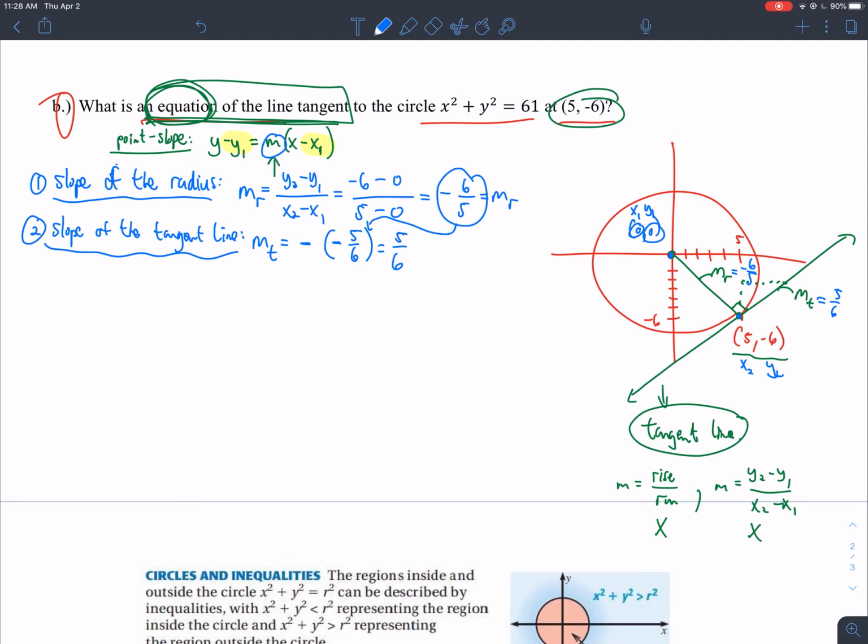Well, now, good news. I have the slope of the green line, and I have a point on the green line. So if I have the slope of the green line and a point on the green line, I can go ahead and find the equation for it. Okay, so step 3, you just find the equation.